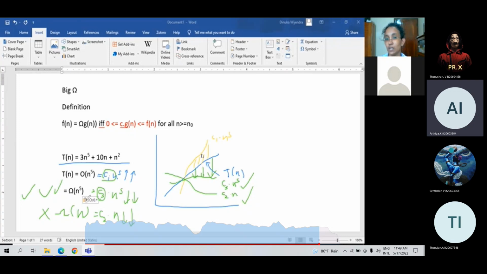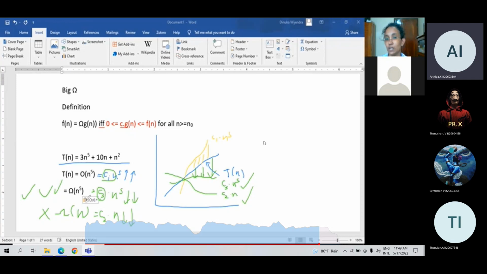Okay. Both values are the same. The difference is happening with the constant amount that you are going to multiply with.